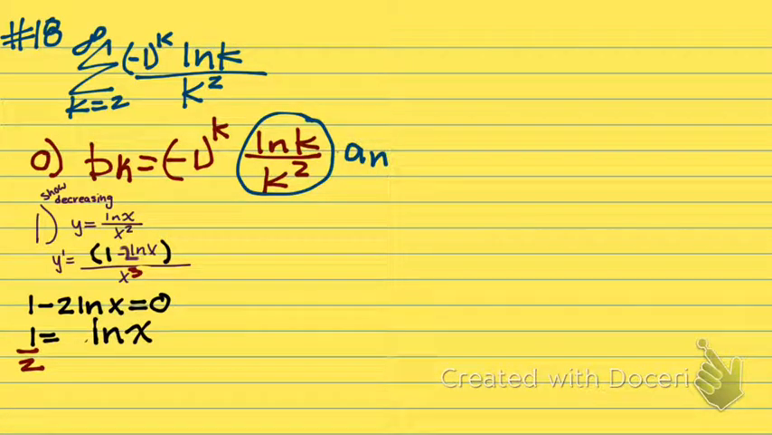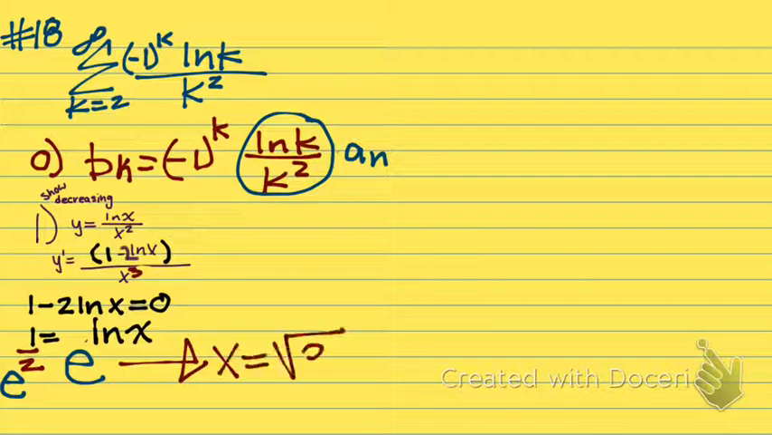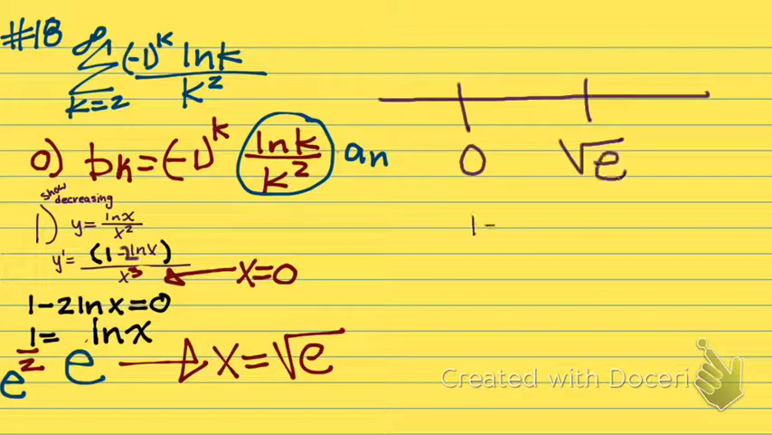Then what? We got to e it up. So we exponentiate both sides. e to the natural log of x, well, that's x, is root e, because e to the half is root e. Now what? Our other critical value is when our denominator is equal to 0, and that happens when x is equal to 0. We put them on a number line.